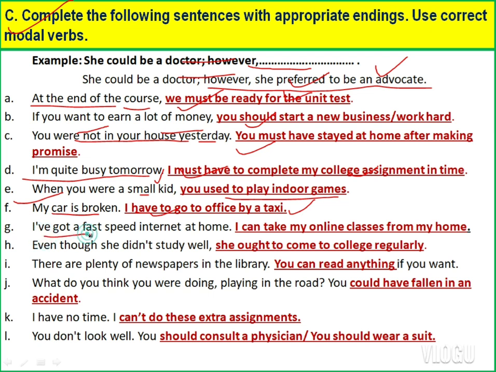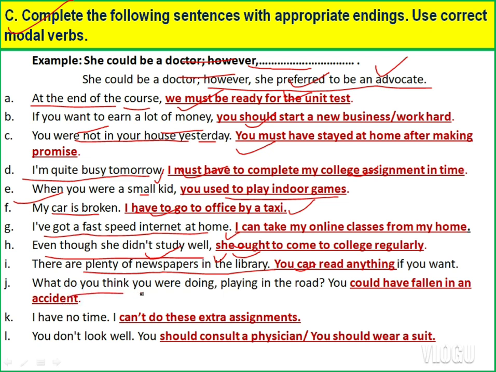Yes, I have got a fast speed internet at home. I have the facility of internet at home. I can take my online classes from my home, or I can complete my assignment at my home. Even though she didn't study well, she ought to come to school regularly. She ought to come to college regularly. Even if she doesn't study well, what should she do? She ought to come. And there are plenty of newspapers in the library. You can read anything or anyone if you want. Yes, you can read whichever you like.